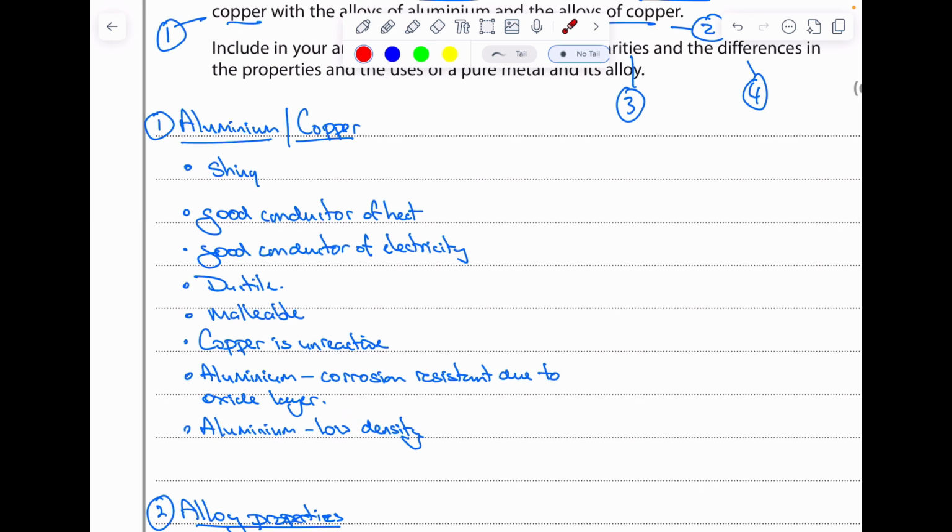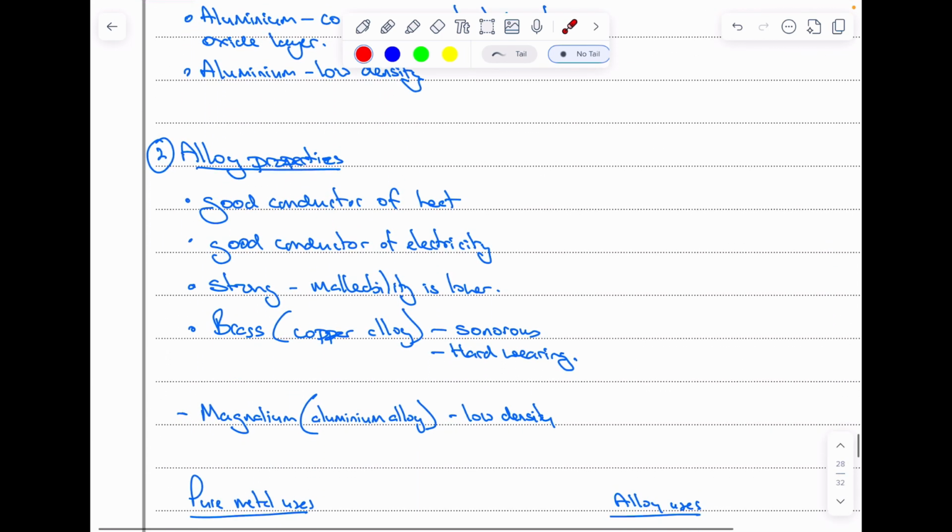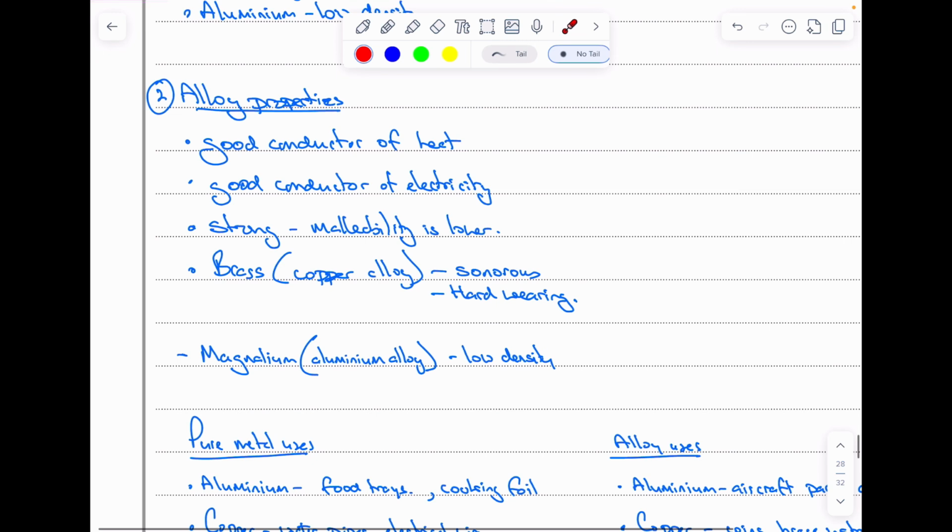Okay, so again, bullet points I've done here, but you'd be writing this out in sentences. But that's the content we'd be looking for you to have in your answer. Second list, alloys. So alloys, yeah, good conductors of heat as the elements are. Good conductors of electricity. They are strong and probably not as malleable because they are stronger, and that reduces their ability to bend. Brass is an example of a copper alloy.